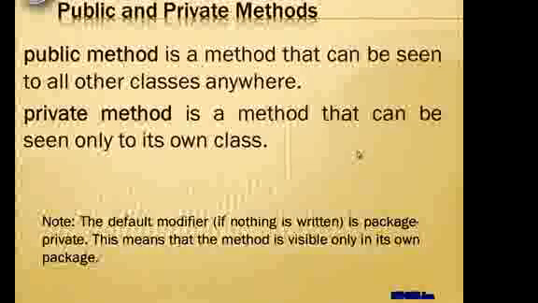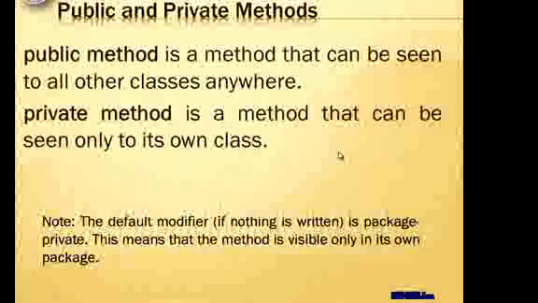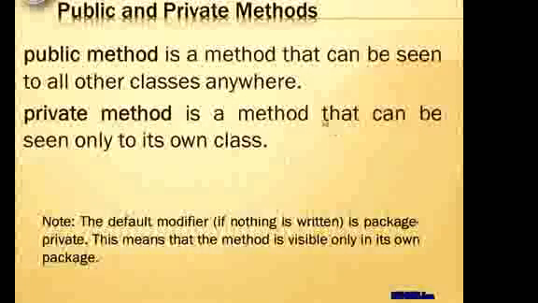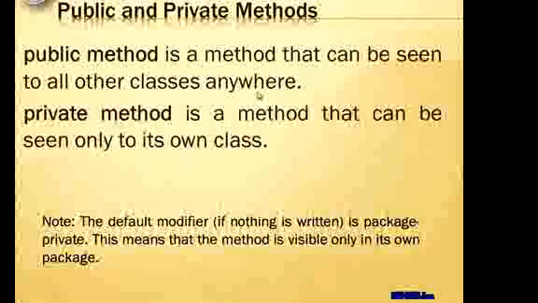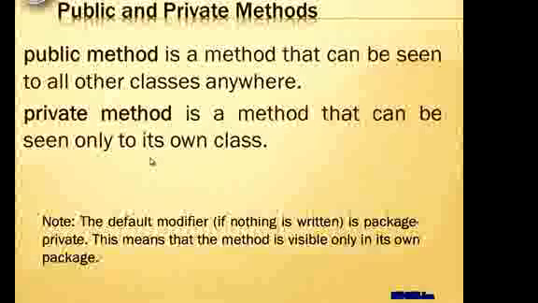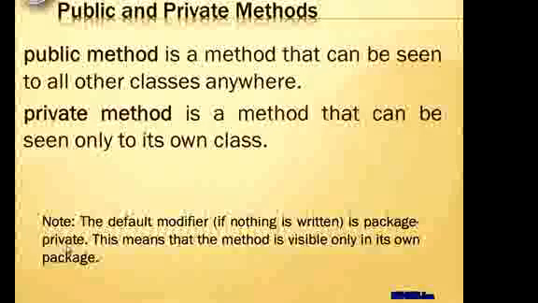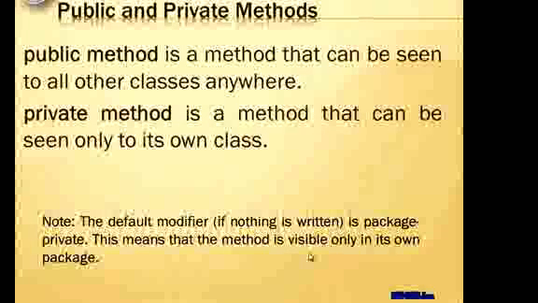To differentiate public and private methods, we can say that a public method is something that can be seen by all other classes anywhere, while a private method is a method that can be seen only by its own class. In our example, there is no word public or private written in our methods, so the default modifier is package-private. This means that the method is visible only to its own package.